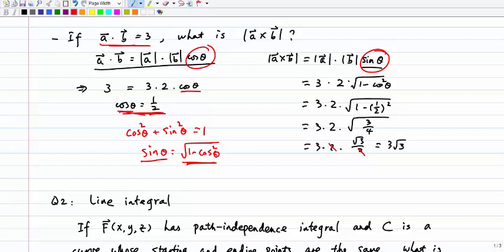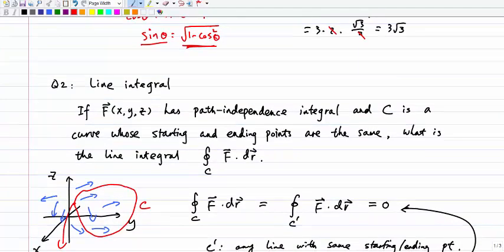Okay, that's question 1. Let's do question 2, which says: if a vector field f has path independent integrals, and C is a curve whose starting and ending points are the same, what is the line integral over this closed curve?